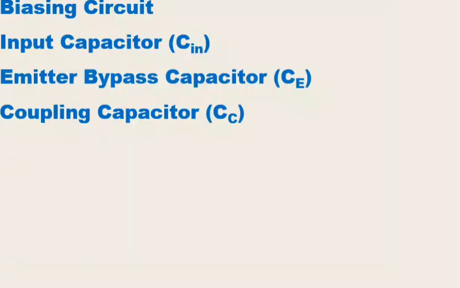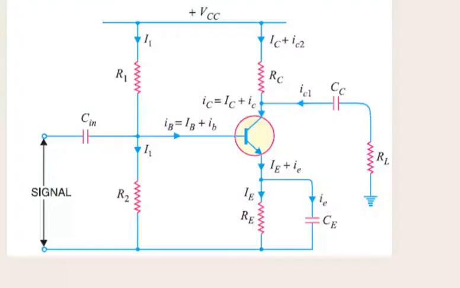First one is the biasing circuit. You have already studied the transistor biasing circuit. In this biasing circuit, the components responsible are R1, R2 and RE. These resistances are connected to this transistor, so these are responsible for the biasing circuit. Okay, R1, R2, and RE. So this is the biasing circuit.